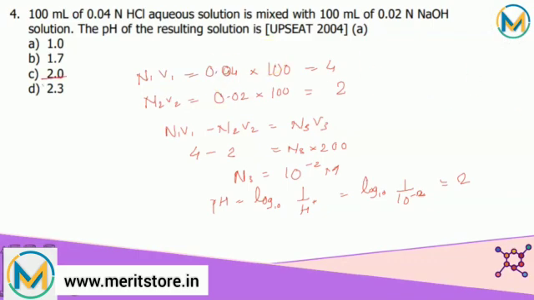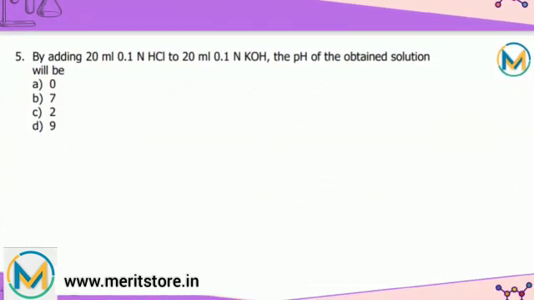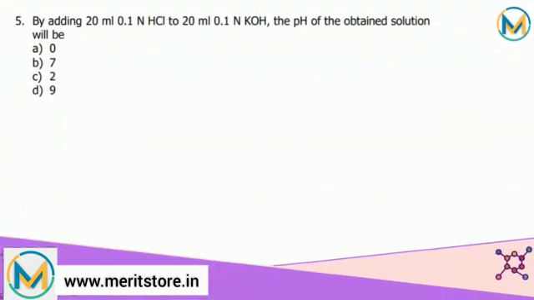Now looking towards the last question, by adding 20 ml of 0.1 normal HCl to 20 ml of 0.1 normal KOH, the pH of the obtained solution will be? Neutralization reaction will take place and form a salt of strong acid and strong base, which does not hydrolyze, and thus pH is equal to 7. So the correct answer for this question is option B, 7.